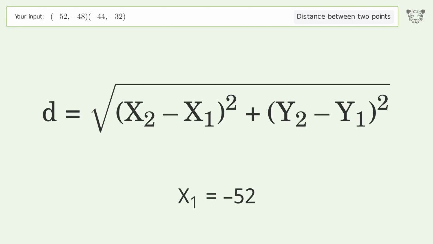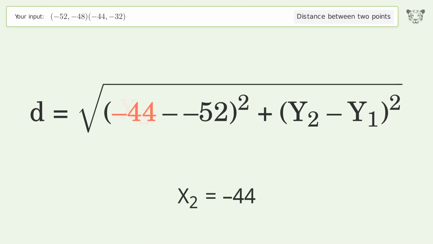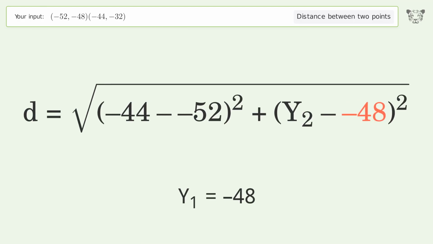x1 equals -52. x2 equals -44. y1 equals -48. y2 equals -32.